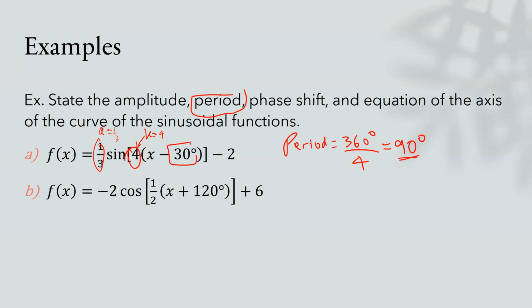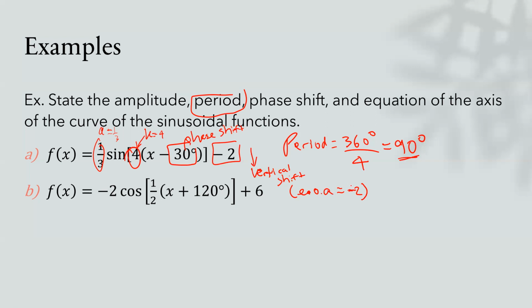The 30 degrees right there is just our phase shift. That's pretty simple. And of course, our -2 just tells us that that's a vertical shift. Vertical shift of -2. And that obviously means that we have an equation of the axis that is going to be -2. Okay, so the equation of the axis of the curve is going to be -2 in that case.